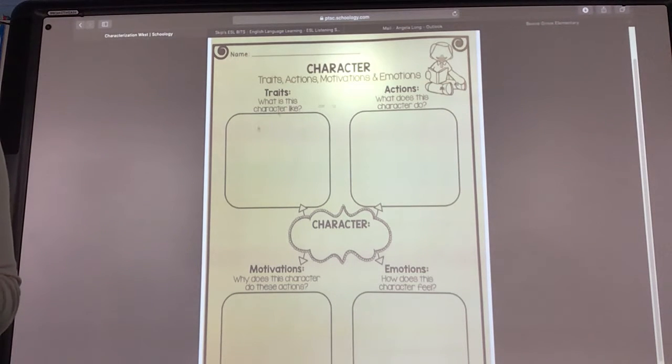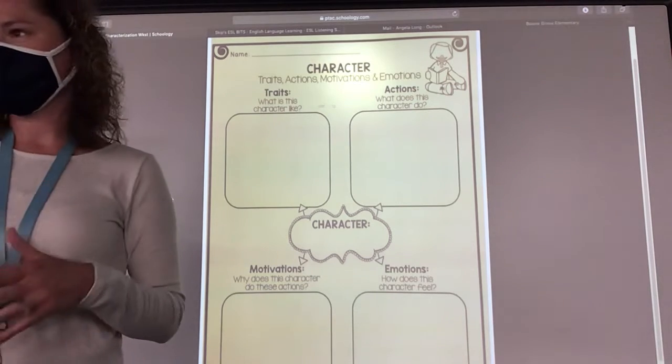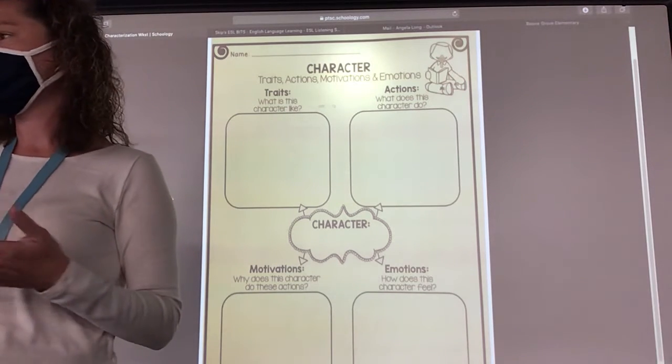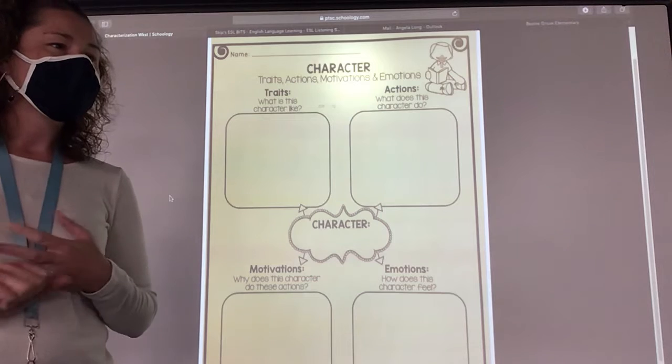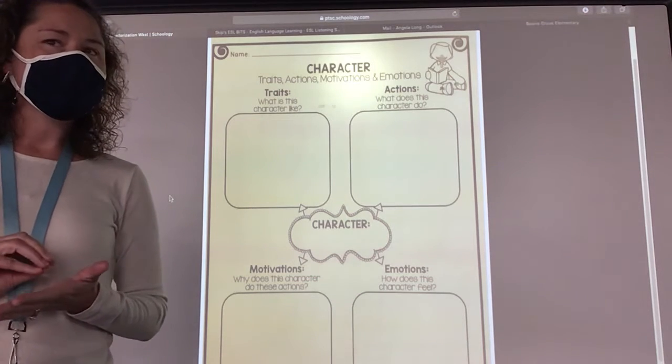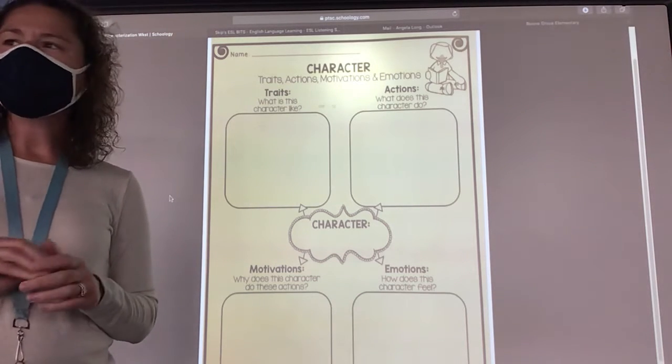Traits, remember, were those things we talked about that don't change. So I'm not talking about feelings here. I'm not talking about being happy or sad, right? We're talking about traits. What are some traits that we could give Billy right now?